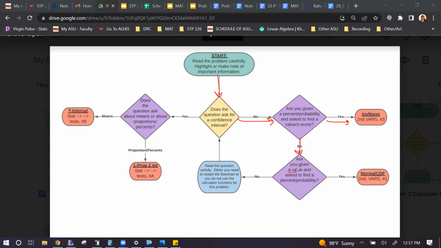So let's say you said no. Are you given a value? And maybe you're not sure, but then look, are you asked to find a percent or probability? That should be clear right at the end of the problem. It should say, what is the percent or what is the probability? Then I know I'm using normal CDF and I just have to figure out what values. That's when we want to draw out that little graph and see what numbers it wants us to use. Did that help? Yes. Okay, I recommend you print this out and use it as the backside of your cheat sheet, so you can reference it during the exam.